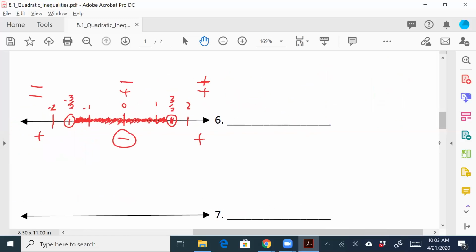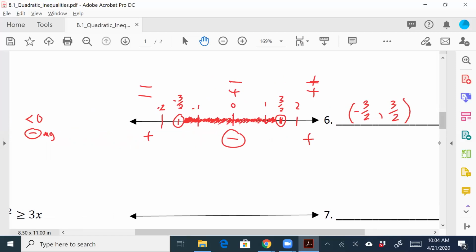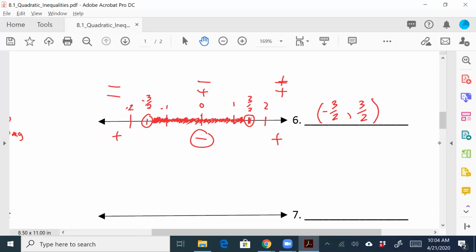And so then over here we write, for our interval notation, -3 halves, and it goes all the way over to +3 halves. And we're using parentheses because they cannot be equal at those endpoints. They can go right up to them. If -3 halves is the same as -1.5, it can go to -1.4, -1.49, but it can't get to -1.5. And likewise on the other side.